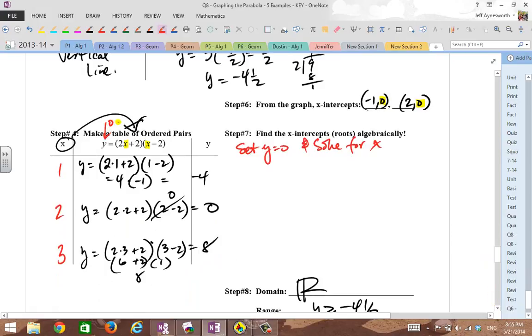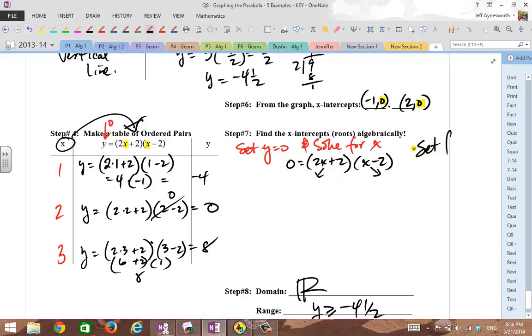So let's set y equal to 0. So we get, not y, but we want to do 0 here. 0 equals 2x plus 2 times x minus 2. All right, now this is already factored, so all you do is set each factor equal to 0.